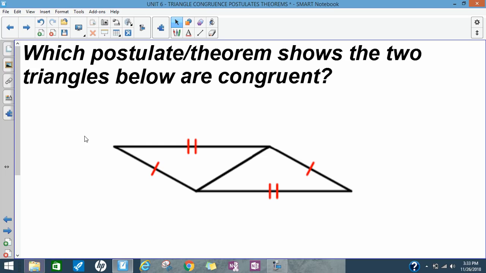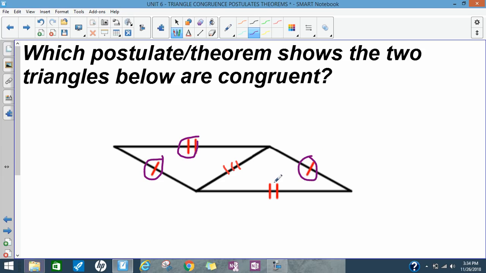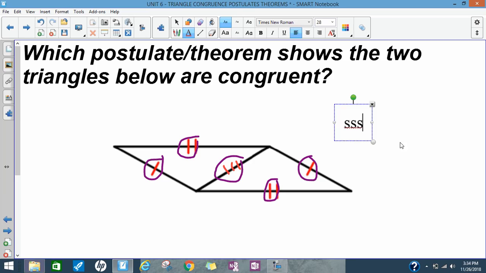So we're going to be asked here which postulate or theorem shows that these 2 triangles are congruent. And so the first thing I'll look for are vertical angles or the reflexive property. I don't see any vertical angles, but I do see that these 2 share a side. And so we'll mark the congruence marks there. So I see 1, 2, 3 pairs of congruent sides, and so we call that the side, side, side postulate.